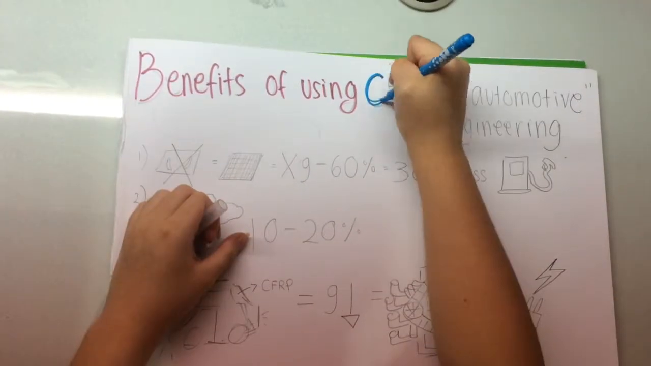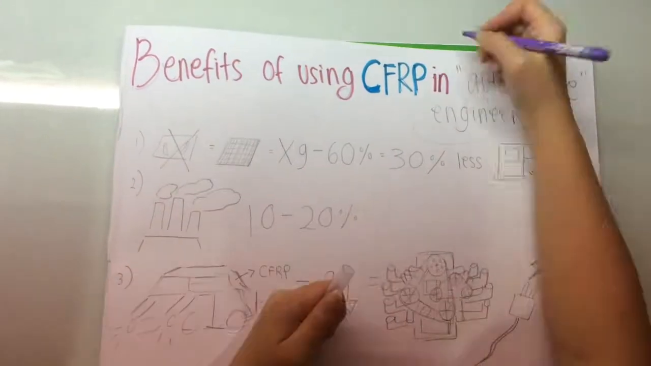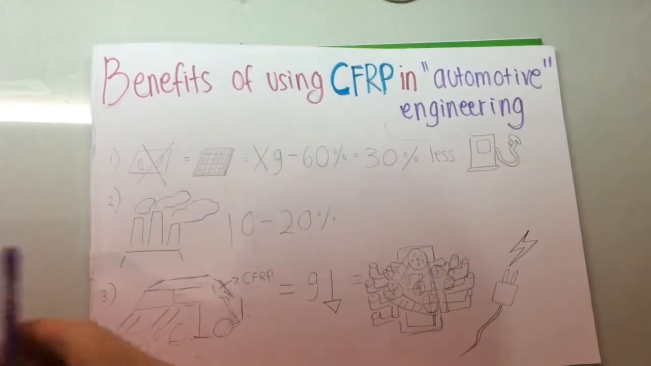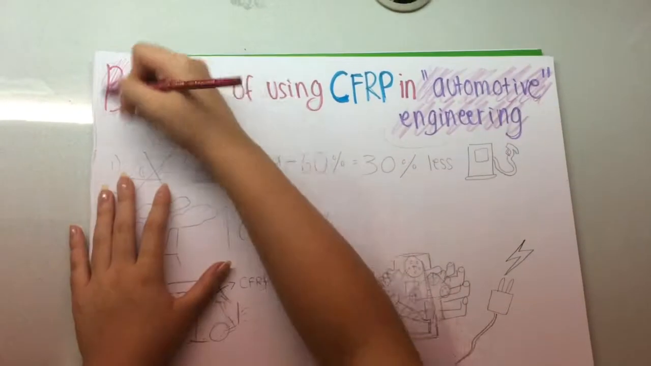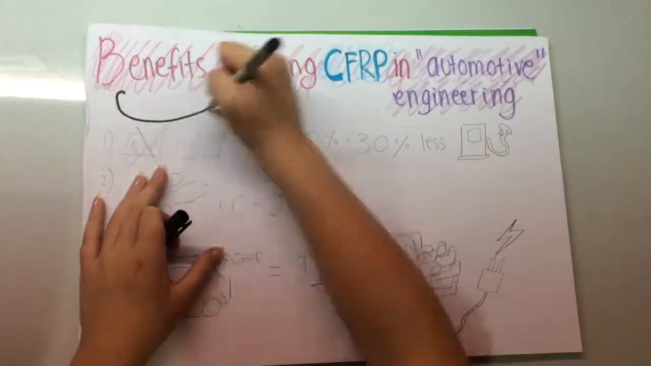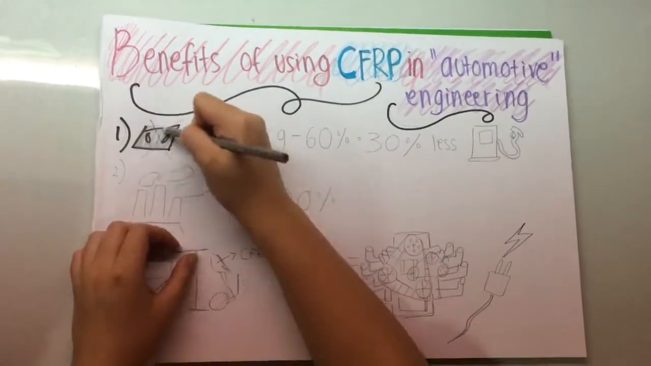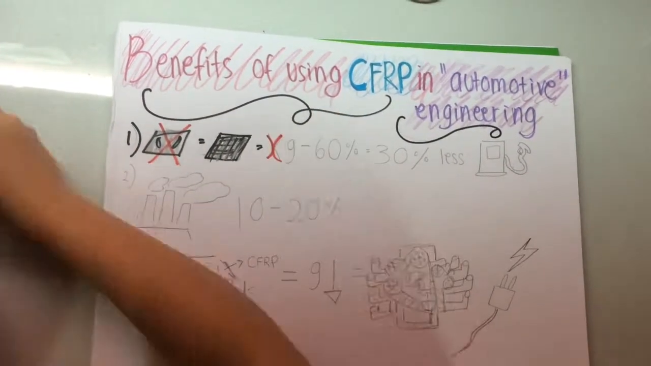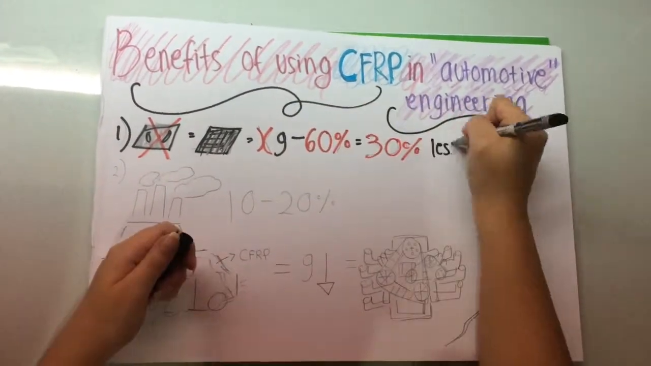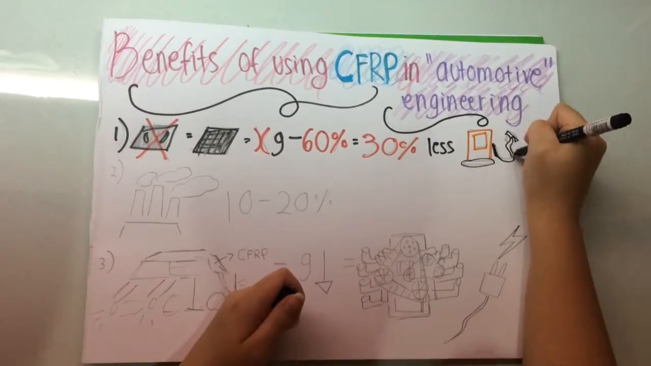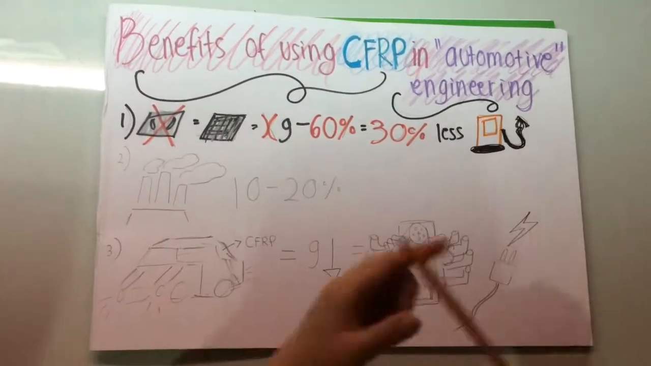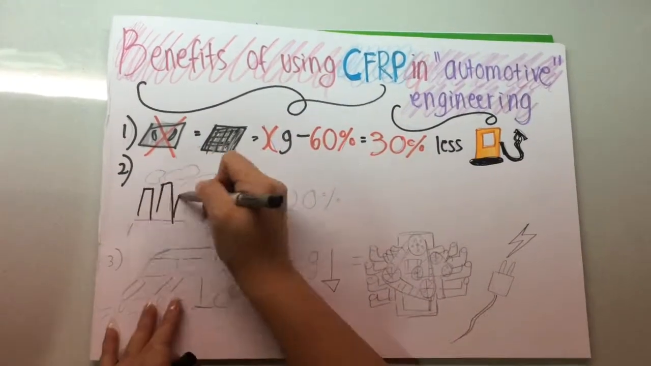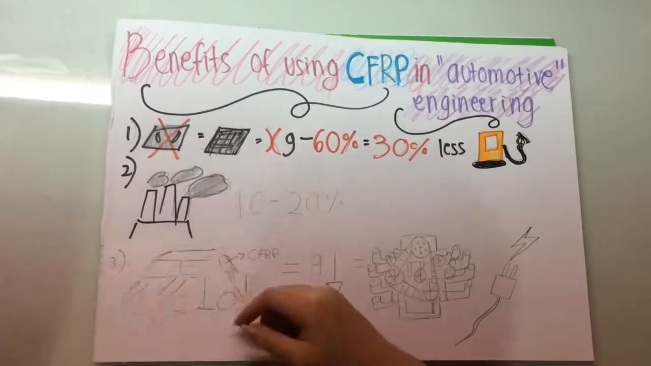There are several notable benefits of using carbon fiber reinforced polymer within automotive engineering. First and foremost, to replace the steel components of a car, which just about takes over the whole outer body of the vehicle, with carbon fiber, the weight of the car would be able to reduce up to 60%, and this would result in 30% less fuel consumption. This leads to the reduction of greenhouse gas emission by 10 to 20%.